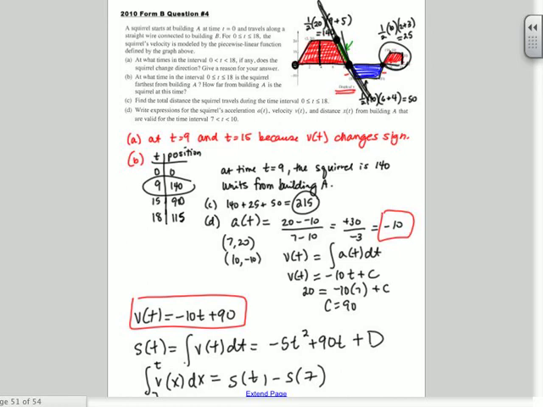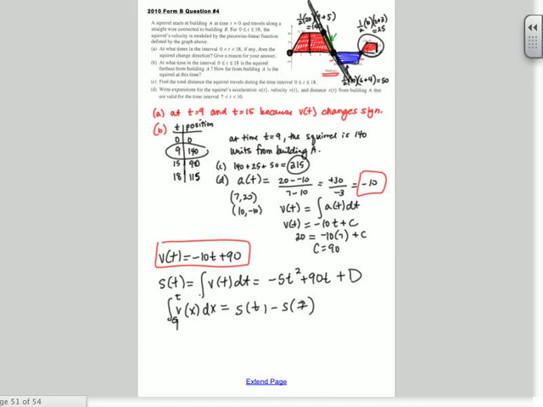So if I use 9 to t, since that's on that line, we know s of 9 is 140. So we have s of t minus 140 equals the integral of v of x dx. So s of t could be written as the integral from 9 to t of v of x dx plus 140. So that would be one way to write it.